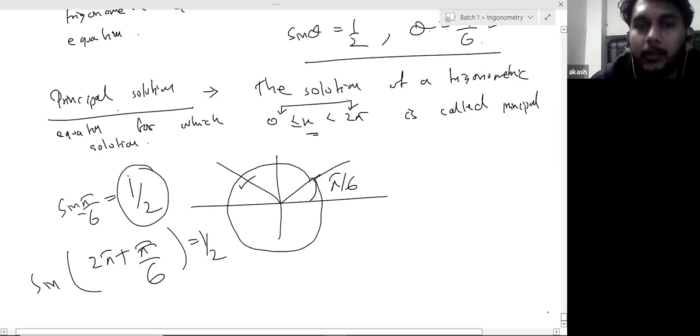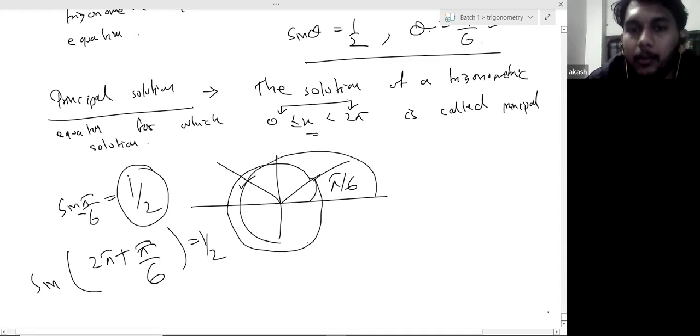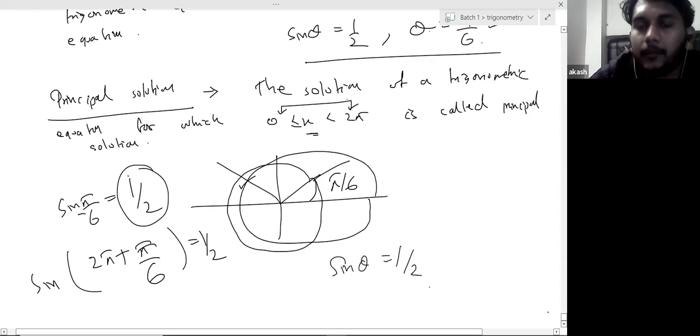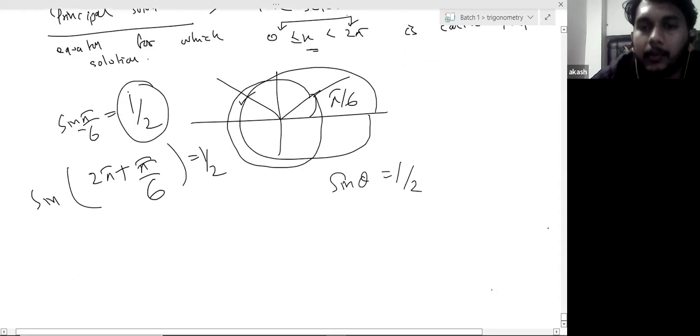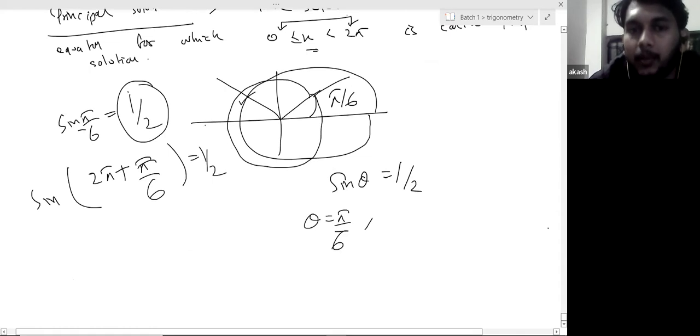So we established that trigonometric values tend to give us many solutions. What we call the principal solution is where the angle is from 0 to 2 pi, only the first circle. So if I say sine theta is half, I know that theta is pi by 6, and in the second quadrant, pi minus pi by 6, so 5 pi by 6. These are the two principal solutions for sine theta equals half. Is this clear?